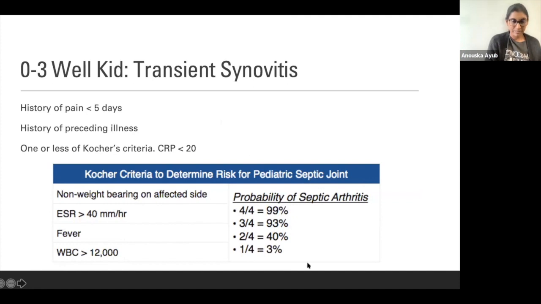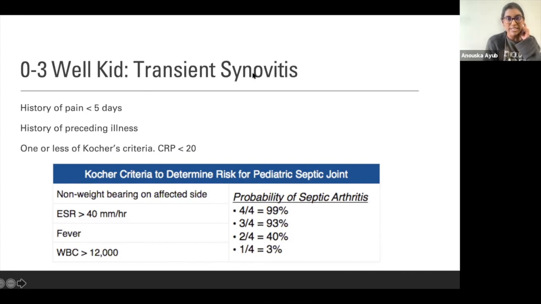Now, the significance of this is that if you have only one of those, the risk is 3%. That's why you could say if you have only one or less, it's a very low chance of it being a septic arthritis. If you have even two of these, so even if you have non-weight bearing and a fever, it shoots up to 40%, and you can't ignore that.